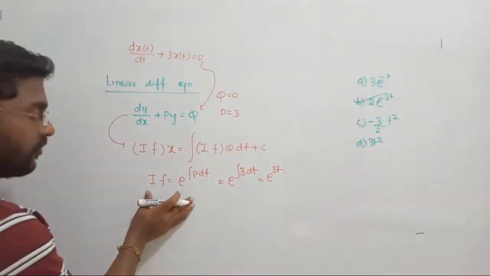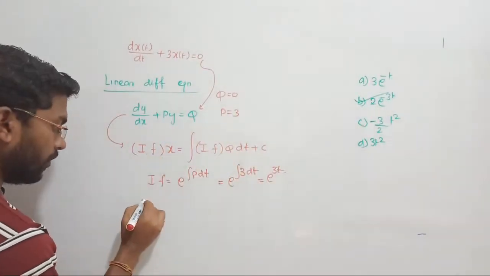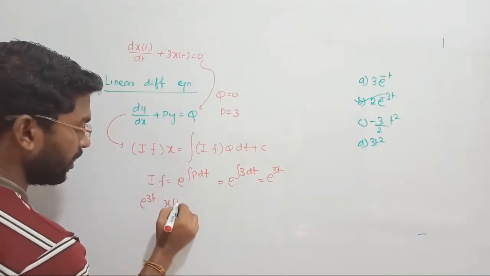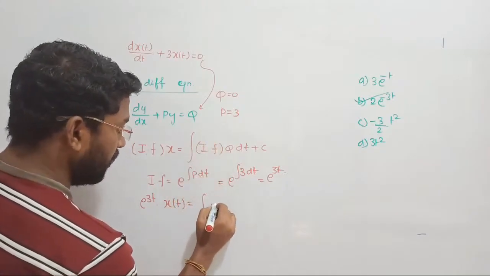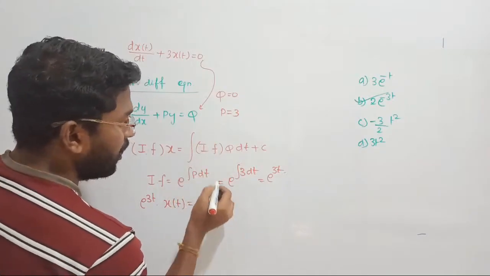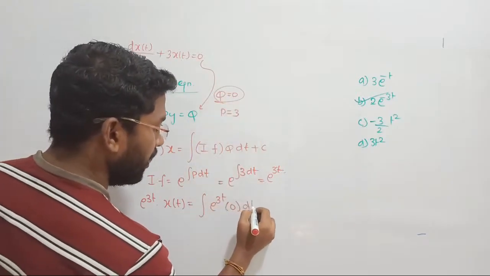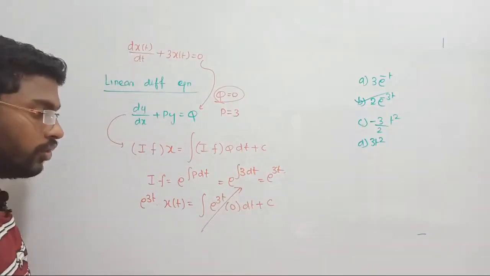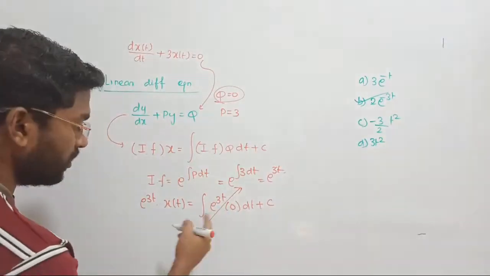It's over. After finding the integral factor, let us substitute this value here. Integral factor is what? E power 3t. So e power 3t into x of t is equal to the integral of the integral factor, e power 3t, but Q is what? Luckily, Q is 0, into dt plus arbitrary constant, which is not known. Anyway, this total is going to be 0. I cannot do integration because 0 into anything is 0, except infinity. So this term is 0.